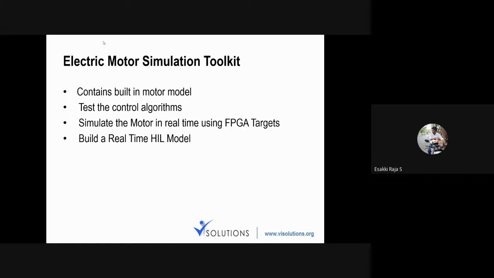Before running all the tests on an actual motor or actual product, they will develop a mathematical model of the product. That mathematical model will be deployed in some controller. Once we deploy it, that controller has similar characteristics to our actual product. Here the product, what I mean, is a motor. So that hardware will have the actual characteristics of the product.